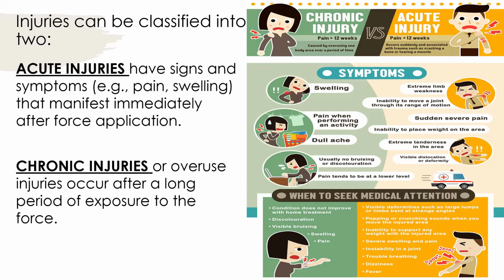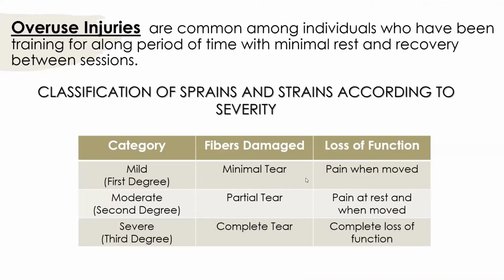And the next one is the chronic injuries, also known as overuse injuries. It occurs after a long period of exposure to the force. When we say overuse injuries, these are common among individuals who have been training for a long period of time. So, ang mga nakaka-experience nito is yung mga athletes na ilang taon or ilang months nang sobrang exposed sa mga physical activities, sa mga strenuous activities. So, it has minimal rest and recovery between sessions.